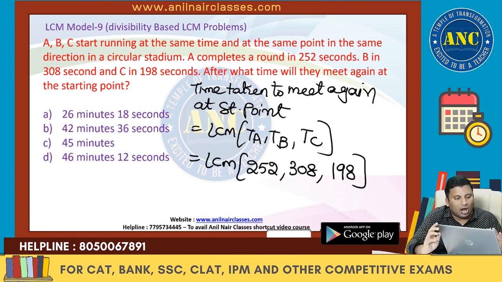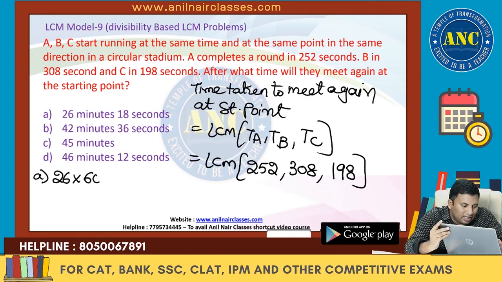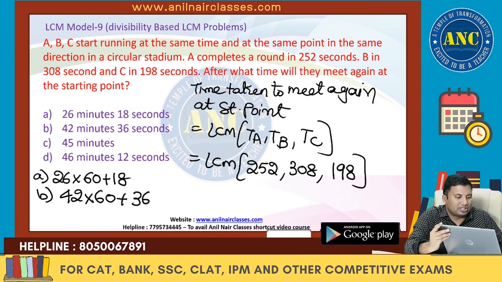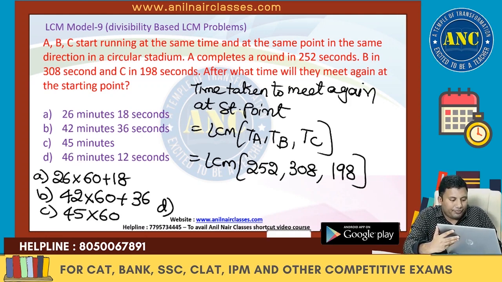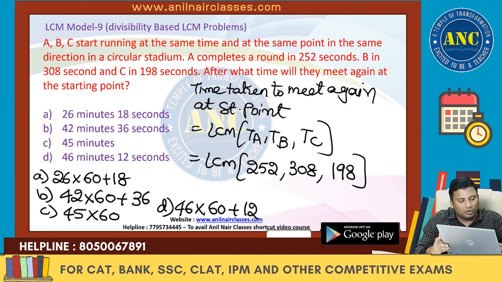The options are all in minutes, and 1 minute is 60 seconds. First option, 26 into 60 plus 18. Second option, 42 minutes: 42 into 60 plus 36. Third one, 45 minutes: 45 into 60. Fourth one, 46 into 60 plus 12. Please don't find out the LCM of 252, 308, 198.